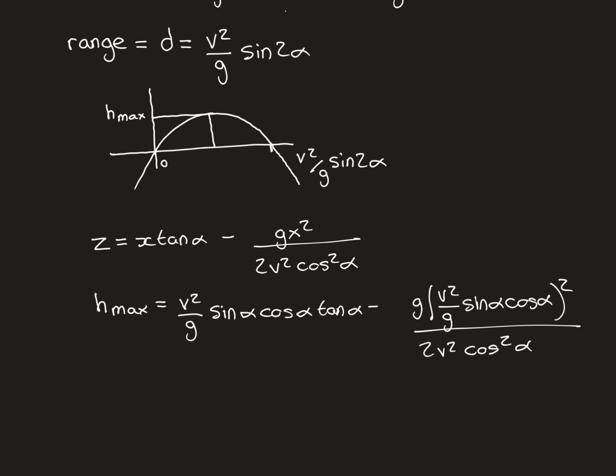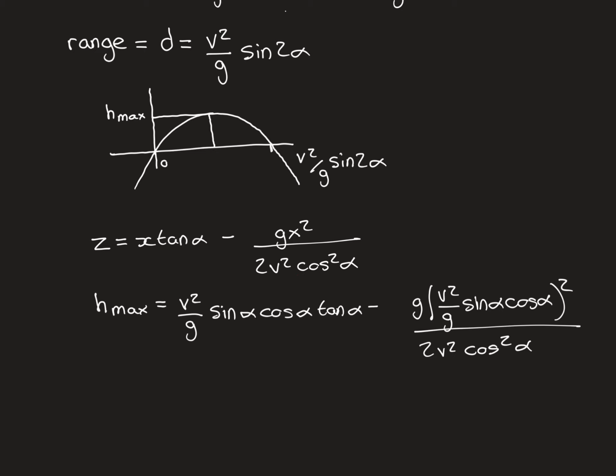So putting this in then, here it is in place of x here, and then we've got times tan of alpha, and you can see that we're going to get some nice cancellation here. So for instance, the cos of alpha is going to cancel with the cos of alpha here, because tan of alpha is sine of alpha over cos of alpha. And then we've got minus g, and then the same thing put in here, so v squared over g, sine of alpha, cos of alpha, all of that squared, and then it's all divided by this bit, which is 2v squared cos squared alpha.